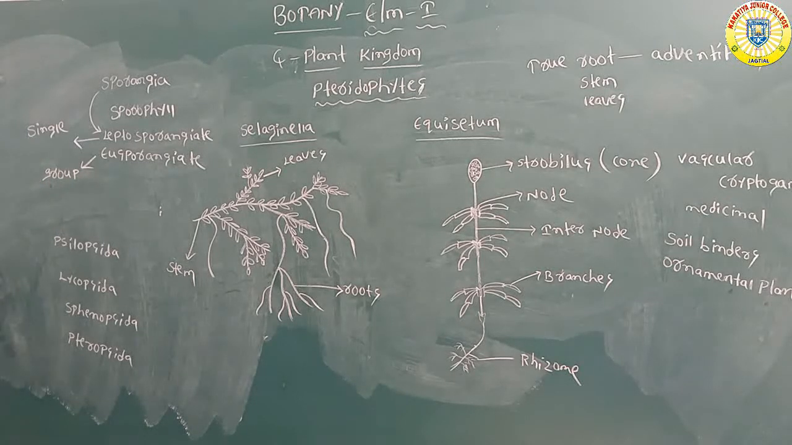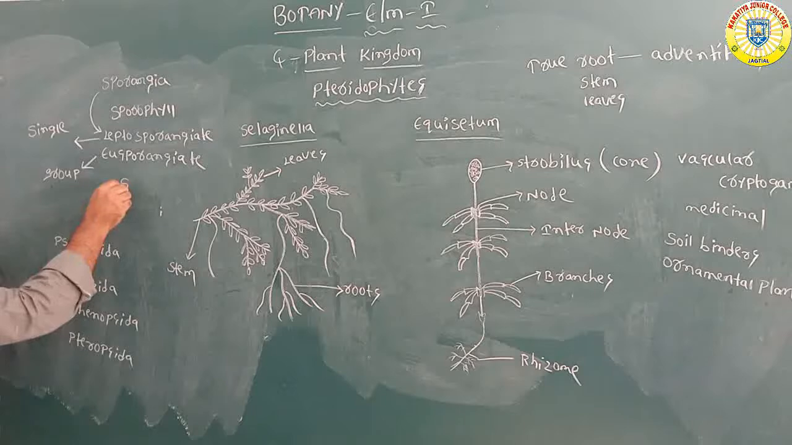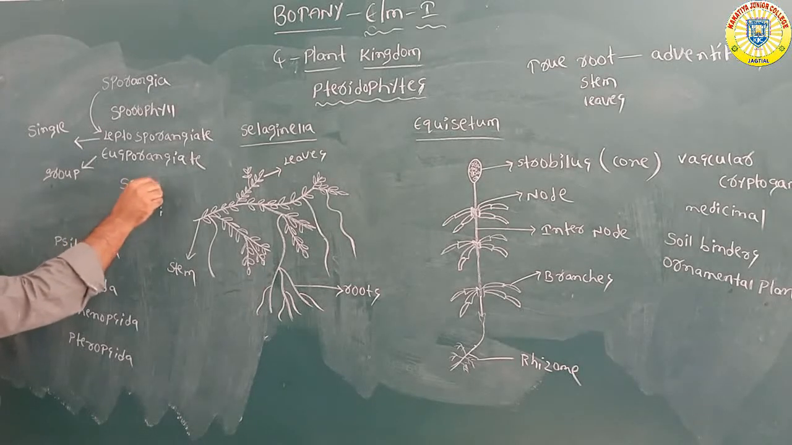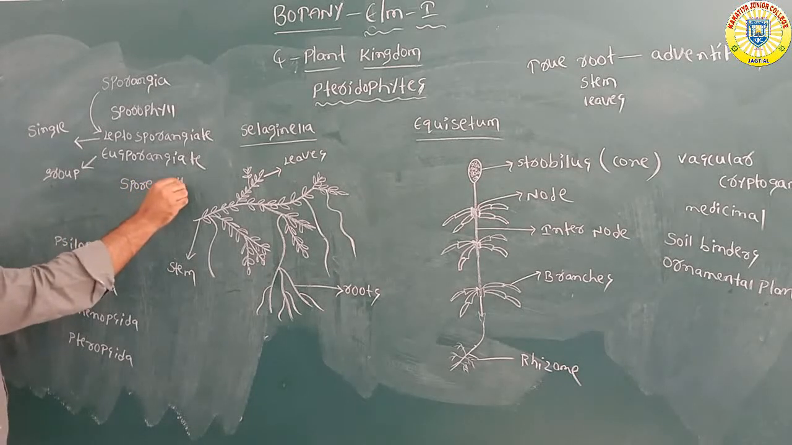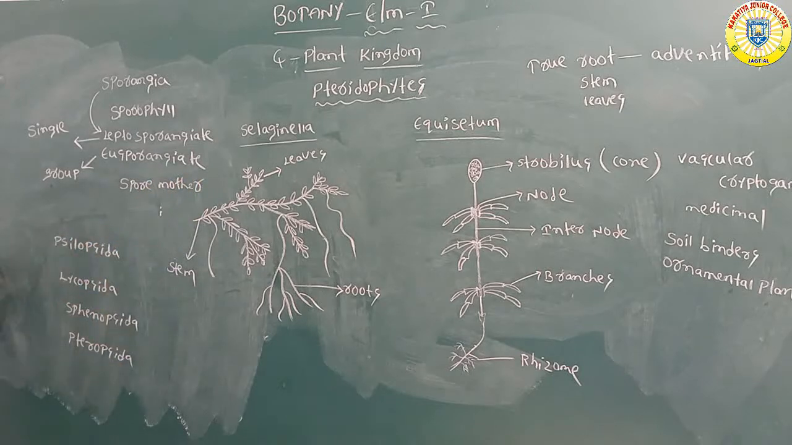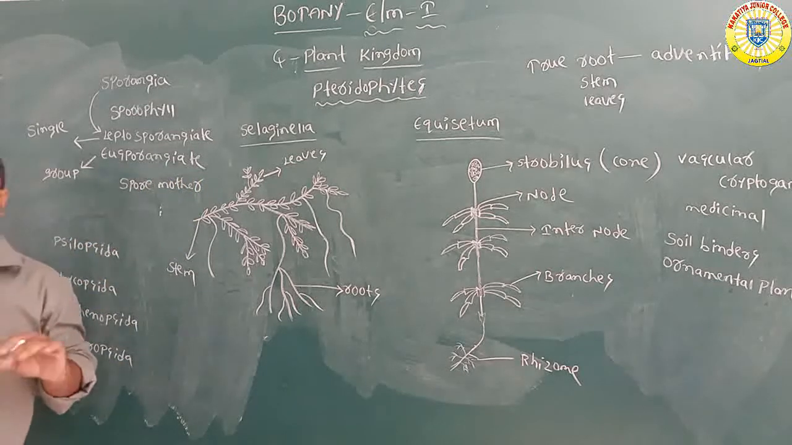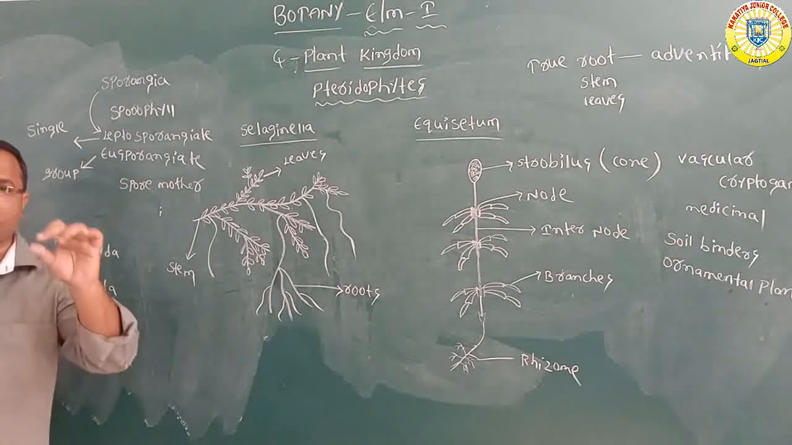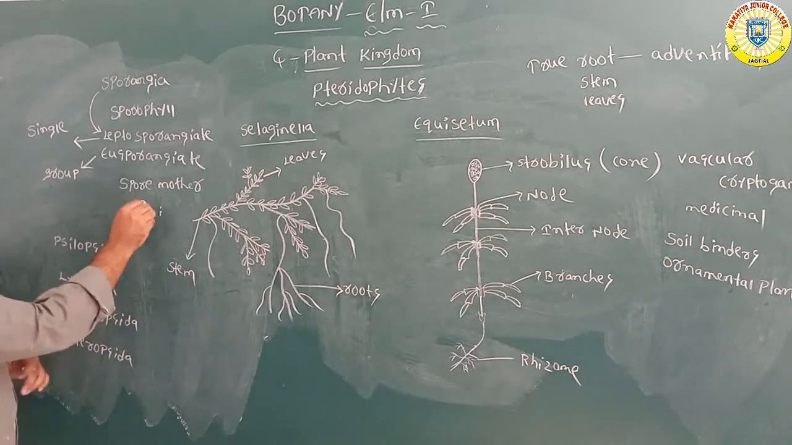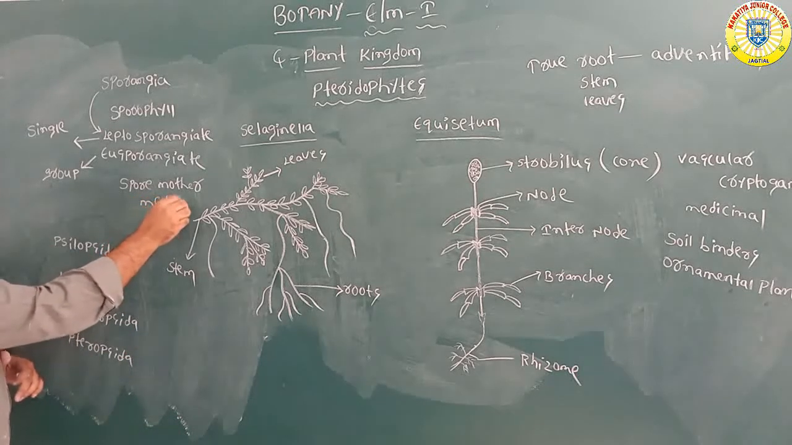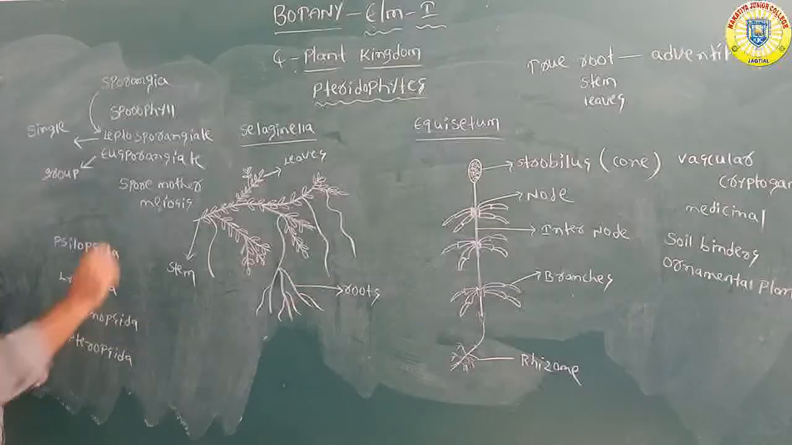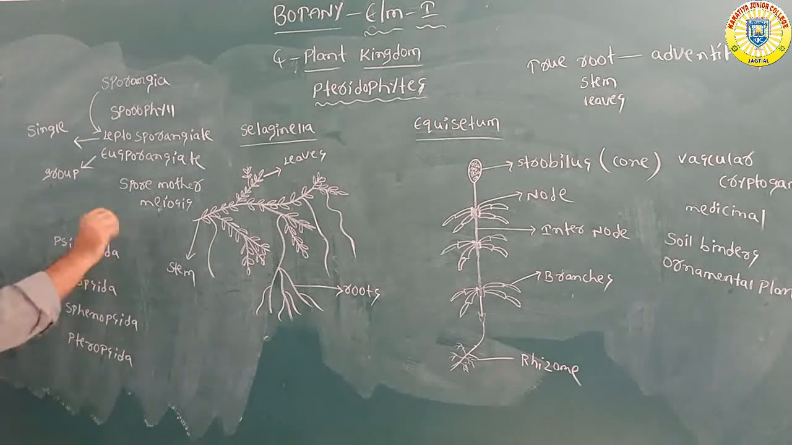Here the sporangia contain spores. Already you know that. The sporangia contain spores, but inside there is a spore mother cell. The spore mother cell inside the sporangia undergoes meiosis division and produces spores.